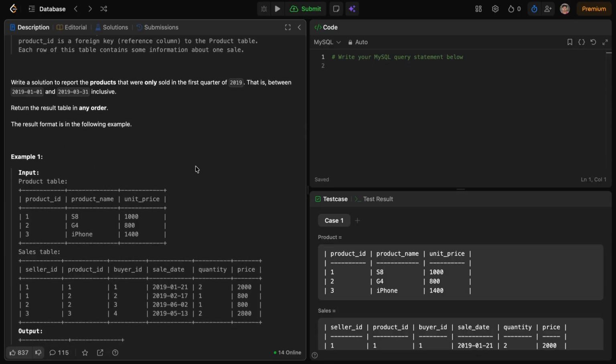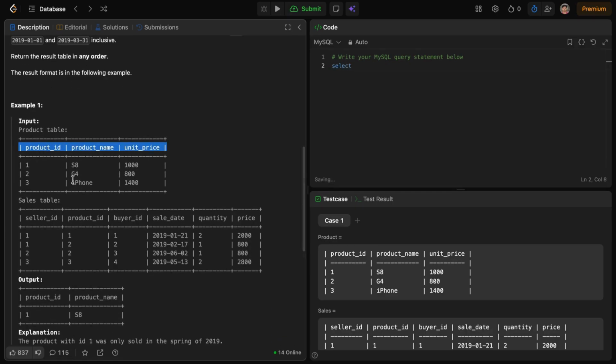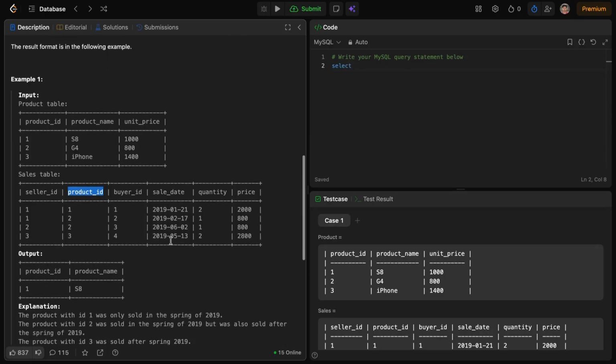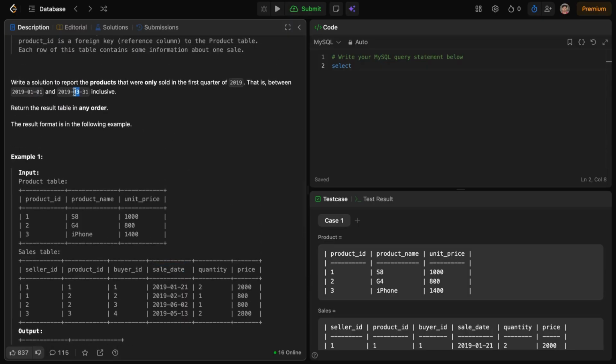Our basic idea here is to apply the between approach, from 1st Jan to 31st March. So we have to join these two tables on the product ID basis, since product ID is common in both tables, and then apply a condition on the sale date column where the date is between 1st Jan and 31st March.